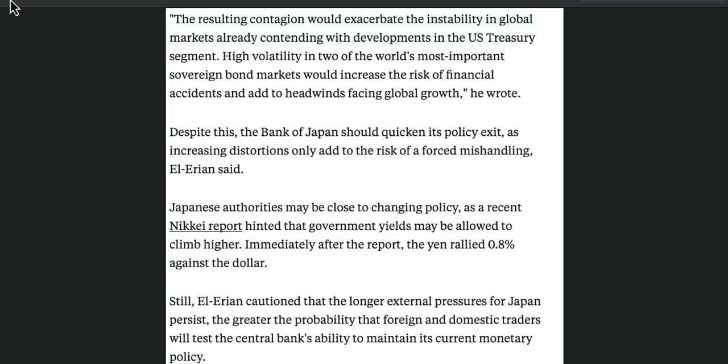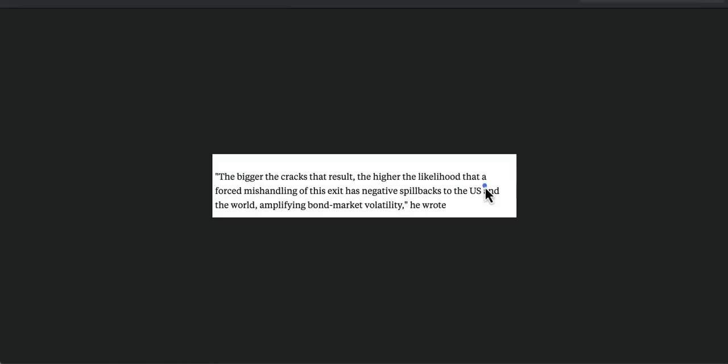They will go after the bonds. They will go after any instrument that could force their hand. The bigger the cracks that result, the greater the likelihood that a forced mishandling of this exit has negative spillbacks to the U.S. and amplifies the bond market volatility.